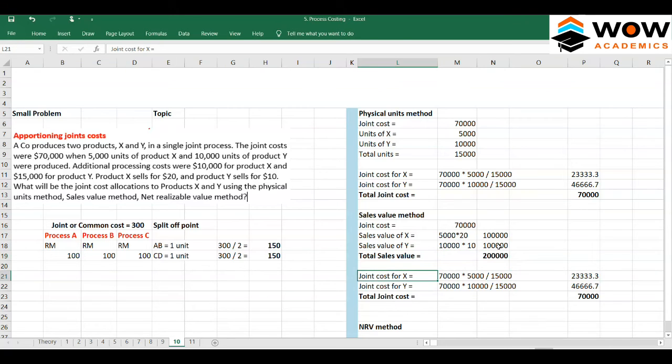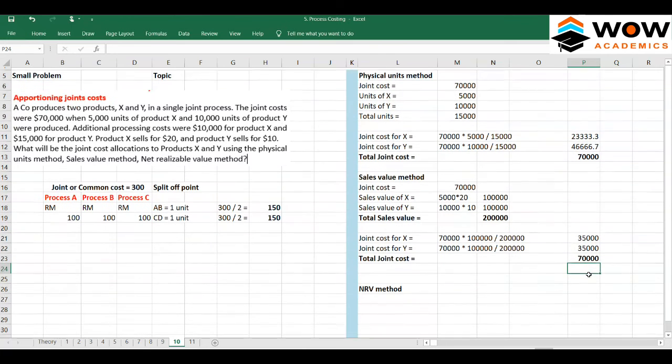So the joint cost for X would move like this. The sales value of X is going to be this much, and for Y, sorry, and the total sales value is this much. So both are like 1 lakh units only. So what we can do is we can just simply work it out. Okay, so we got the joint cost. So the joint cost would be split for X as 35,000 and for Y as 35,000, and the total joint cost is again 70,000. So we are moving to the last method.